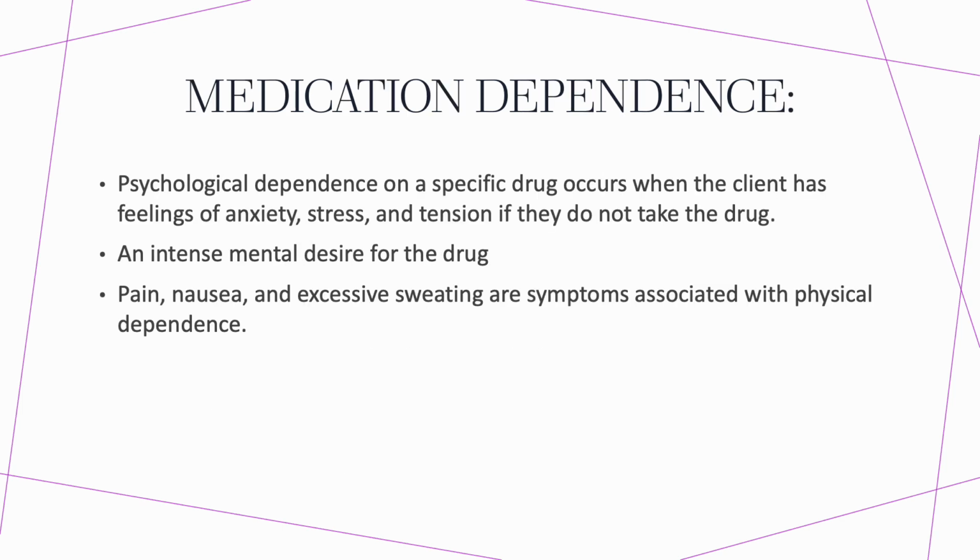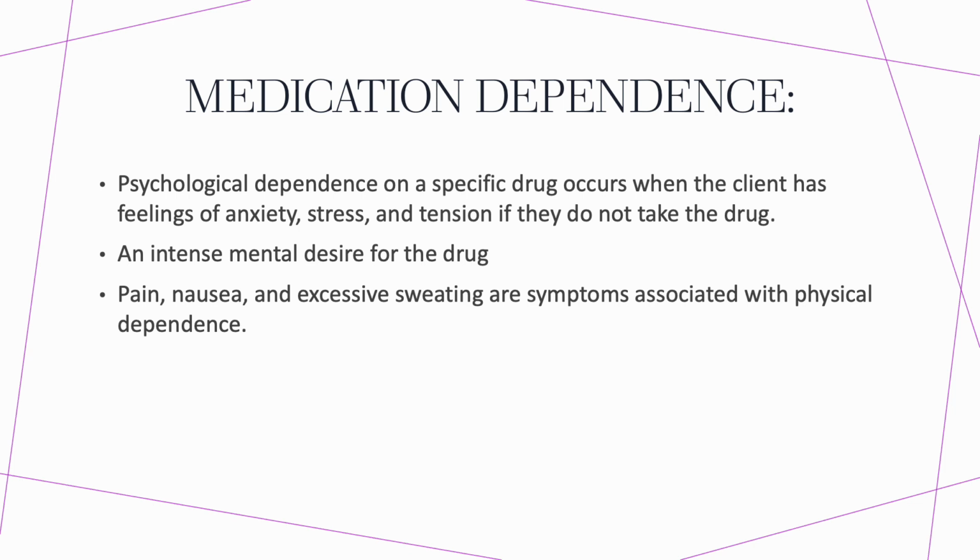All right, so we need to talk about medication dependence. It is a thing, it happens. Psychological dependence. That is when you have feelings of anxiety, stress, angst, tension, if you do not get that drug, right? It is an intense mental desire for the drug. You could get a placebo of that medication and physically feel better from a psychological dependence perspective by thinking that you have that medication in your system. Okay? This is completely different than a physical or chemical dependence. Does that make sense? All right. It is an intense mental desire for the medication.